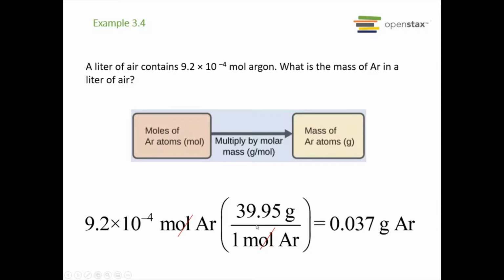So here's another example. A liter of air contains 9.2 times 10 to the negative 4th moles of argon. What is the mass in a liter of air? So this time we're going from moles to mass. We're still going to use molar mass. We go look up in a periodic table and we see that argon has a molar mass of 39.95 grams per mole. And we want to cancel out moles, so this is written the right way, as a conversion factor to get rid of moles, end with grams, and we get 0.037 grams.